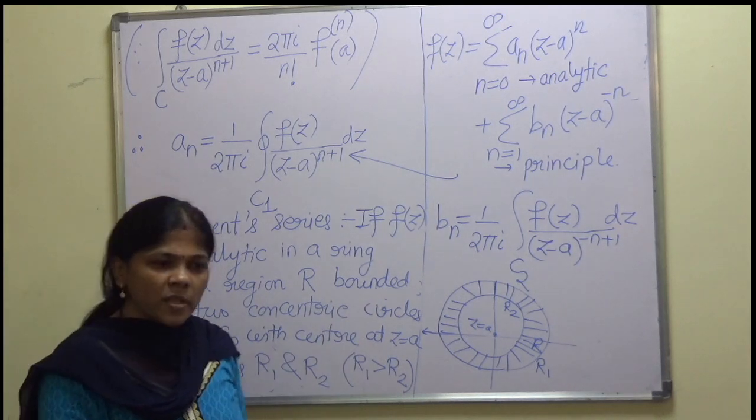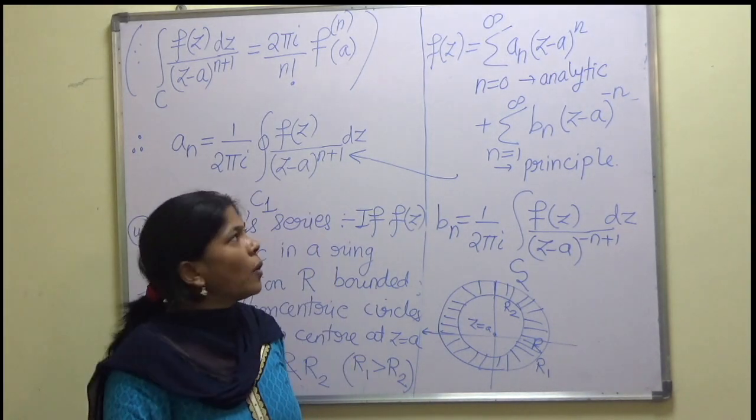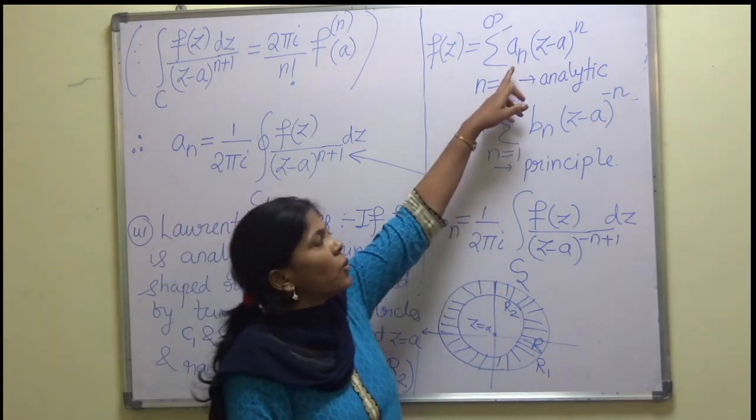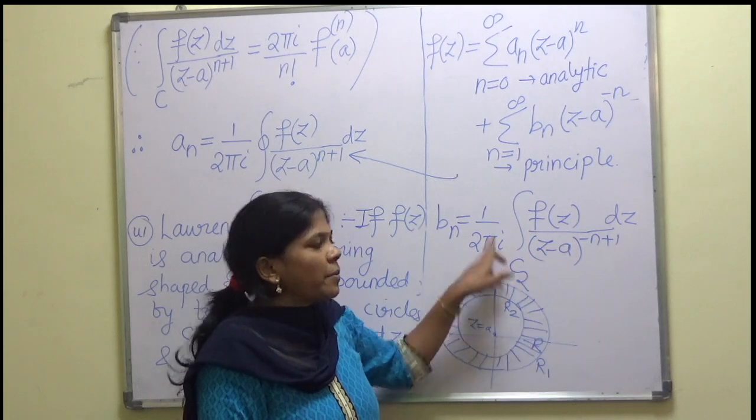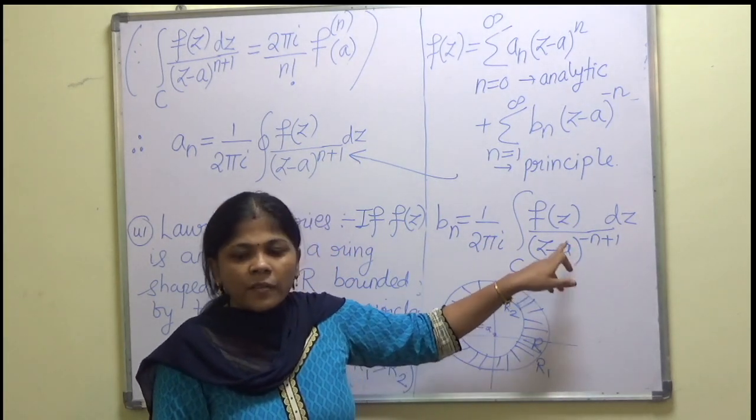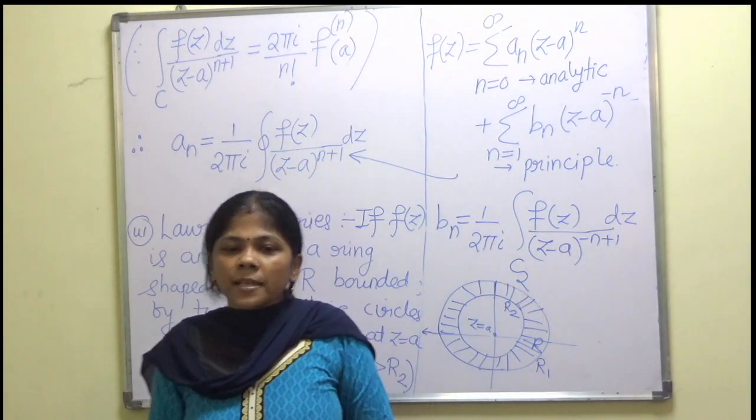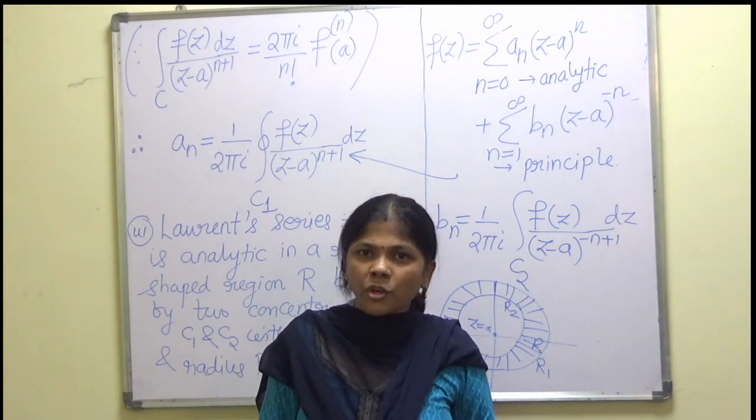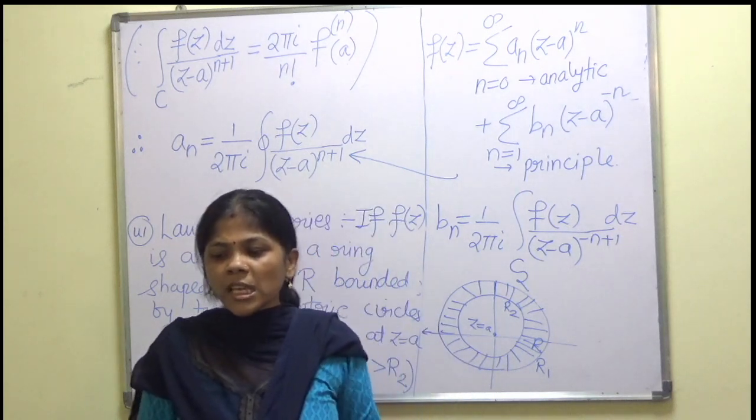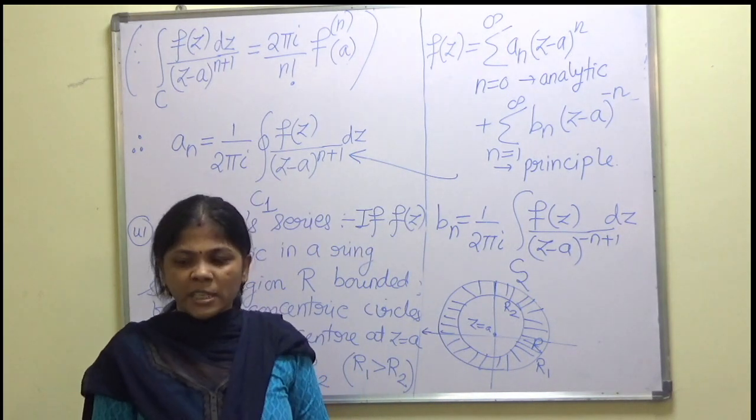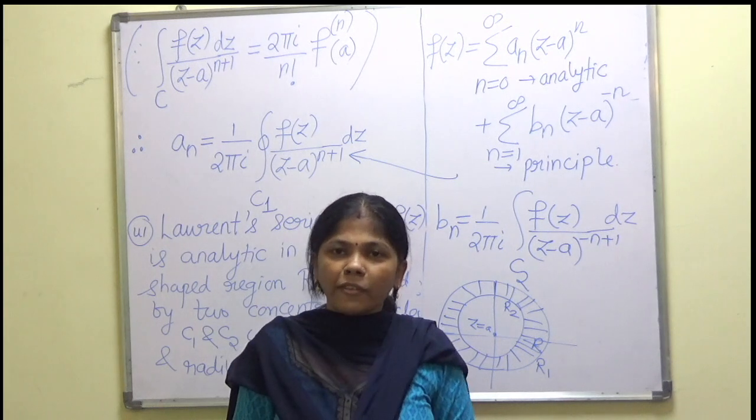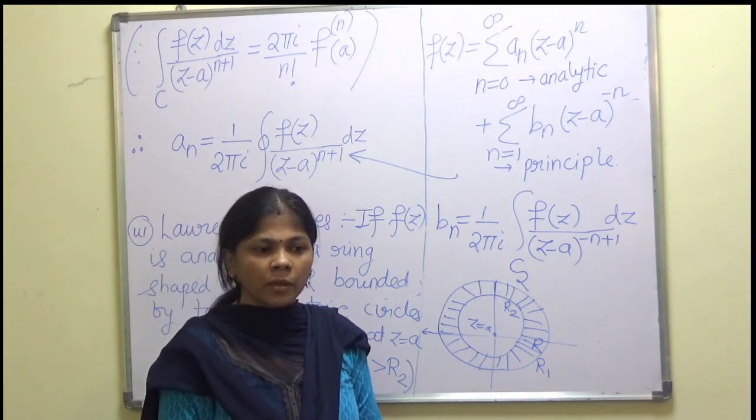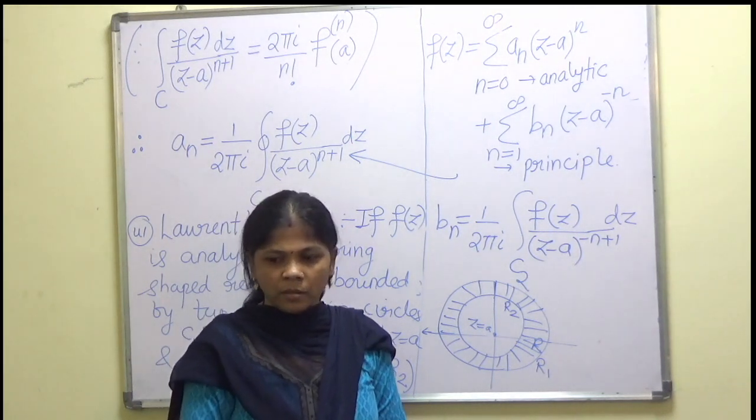Now, what I was saying is that if I want to obtain the Taylor series expansion or Laurent series expansion, then we should know a_n and b_n, which are obtained by this formula using complex integrations. This becomes very difficult for evaluation purposes. So what we do is we just expand f(z) by binomial expansion. This is what I want to mention here.